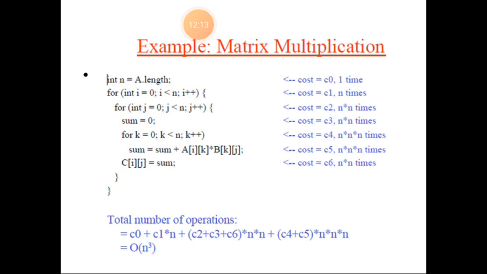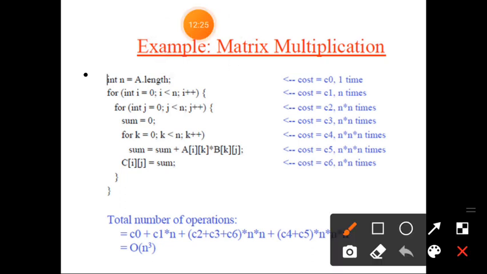Then here is an example of matrix multiplication. Here, n is equal to a dot length. This is an assignment statement, so it will take constant time. So the cost of this initial statement is represented as C0. This assignment will be executed one time. Constant means it is executed one time. Constant is represented as 1.